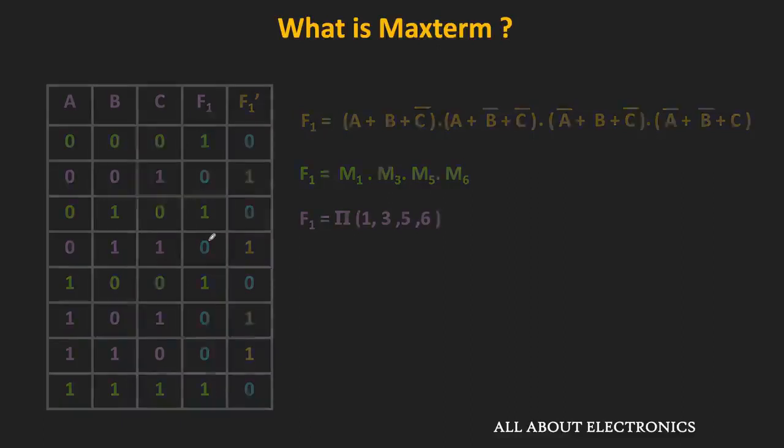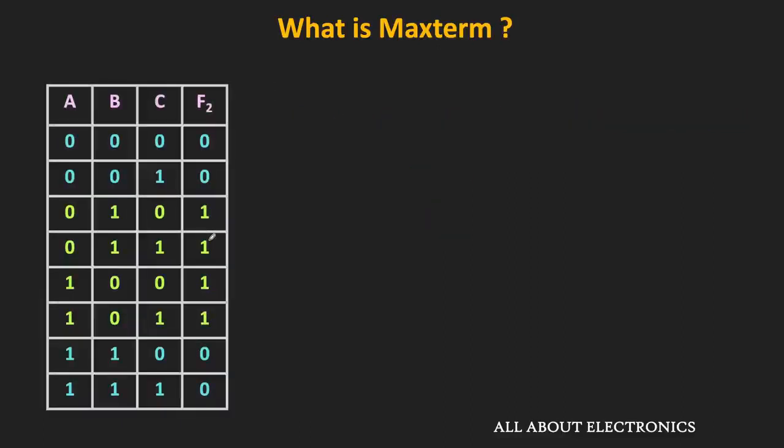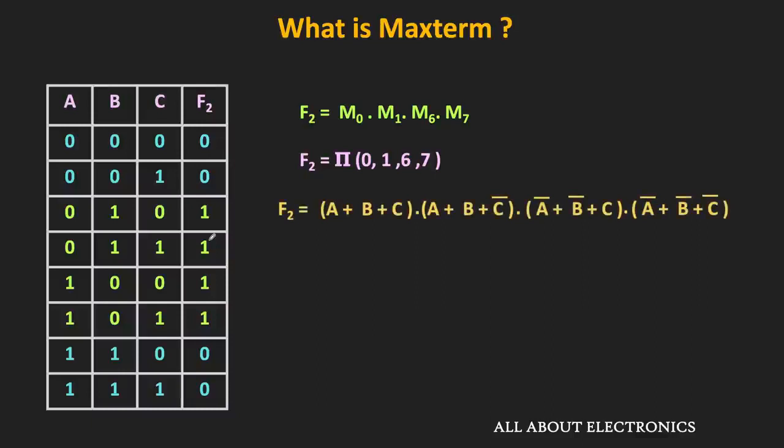So here is the truth table of the function f2. If you want to write it in the form of max terms, then just consider the terms for which this function f2 is equal to 0. So these max terms are 0, 1, 6 and 7, or equivalently it can also be written like this. And if you want to represent it in the algebraic form, then we can also write it in this fashion. So in this way, directly from the truth table, we can write the function in the canonical POS form or in the product of max term.